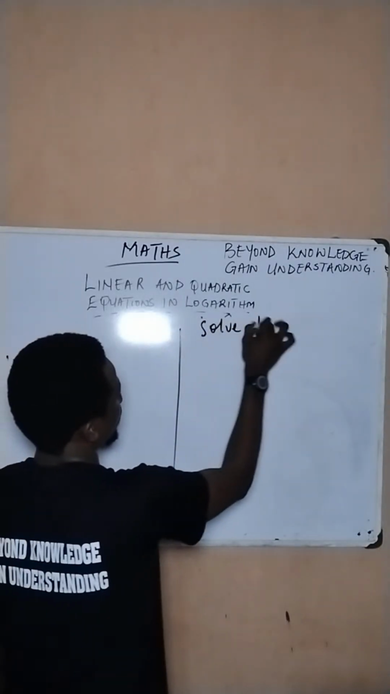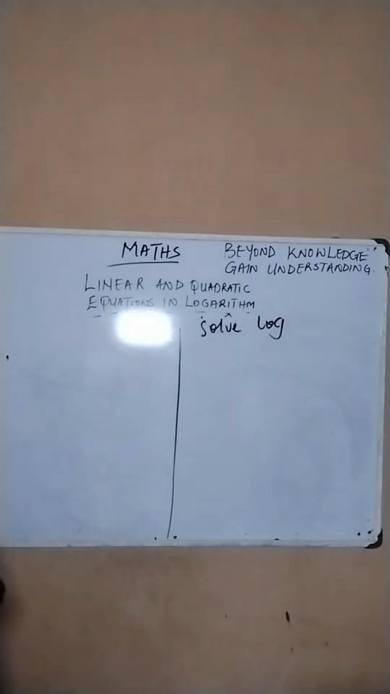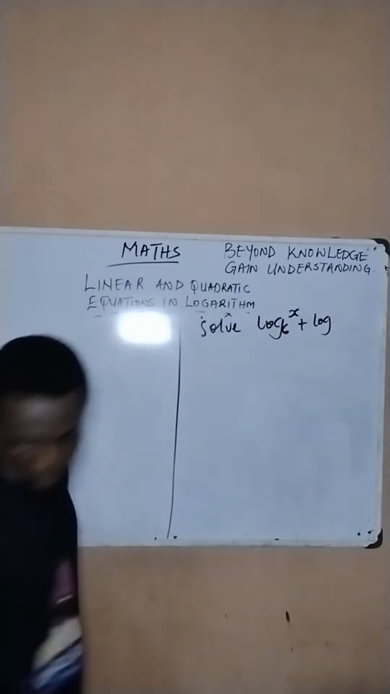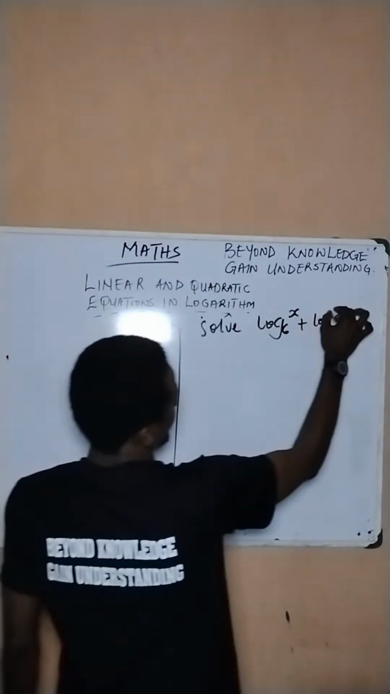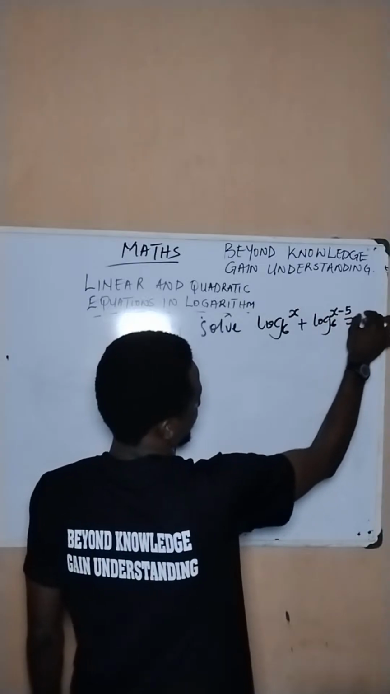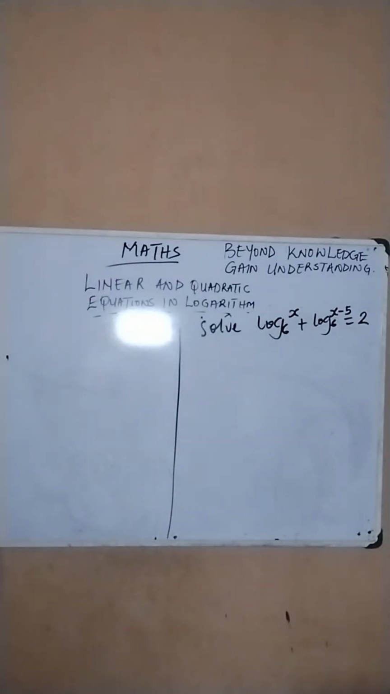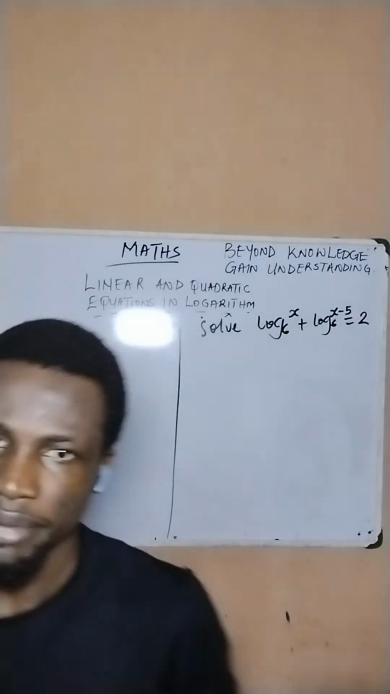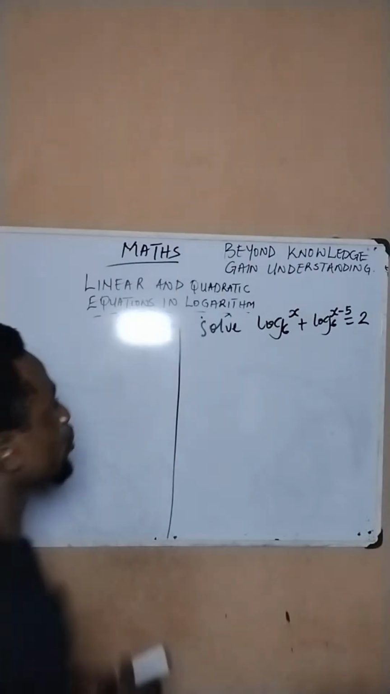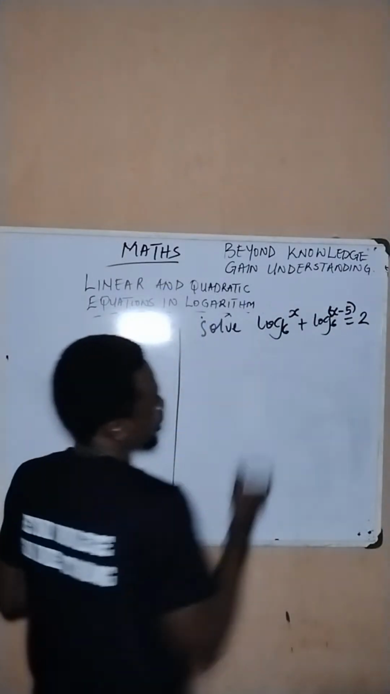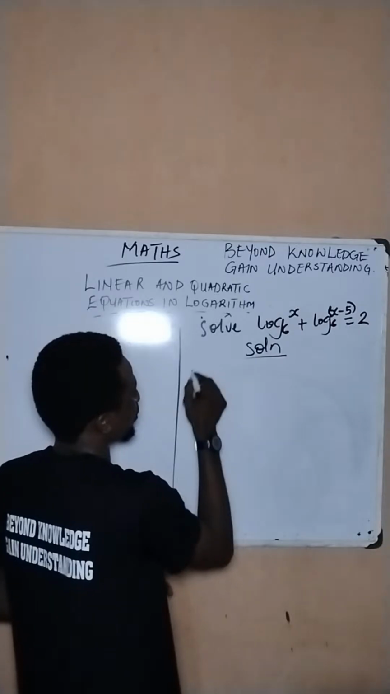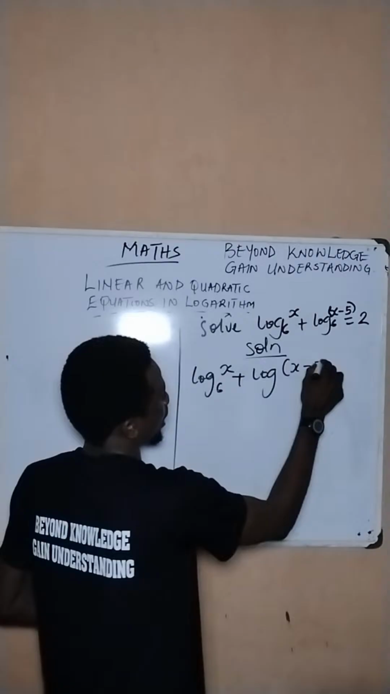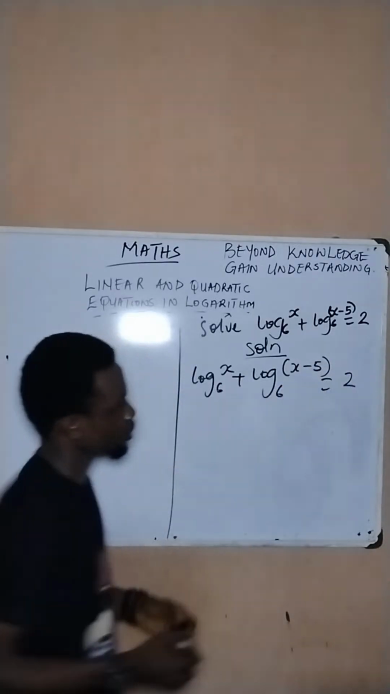Solve log x base 6 plus log x minus 5 base 6 equal to 2. Yes, this is what we have. Solve log x base 6 plus log x minus 5 base 6 equal to 2. This can be put in a bracket to actually separate it. Solution, I'll write it out. Log x base 6 plus log x minus 5 base 6 equals 2.